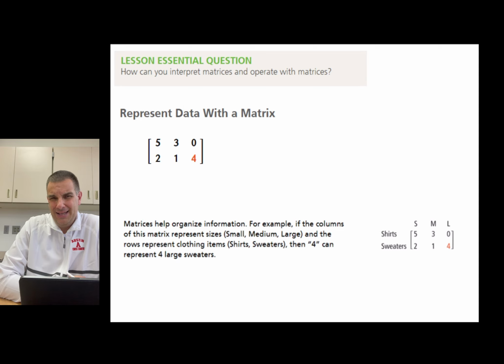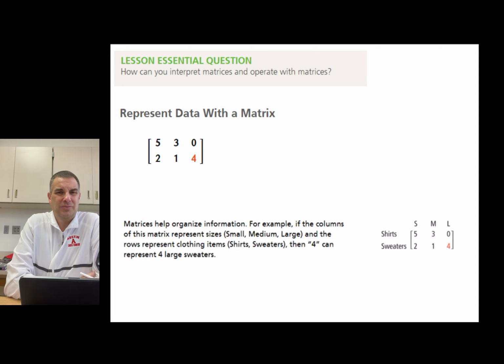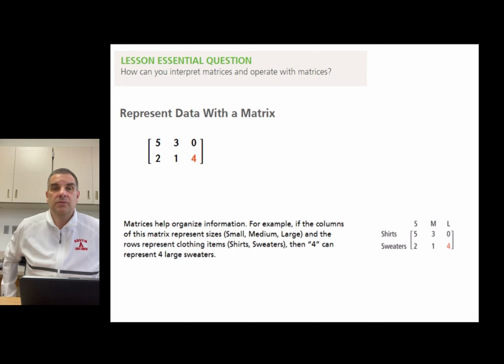Chapter 10. Kind of had a choice between 9 and 10. Decided to go with 10. A little bit of a break. We've been doing logarithms and the trig functions. We've been doing some new stuff lately. And though matrices is going to be new to you, it's not too bad.